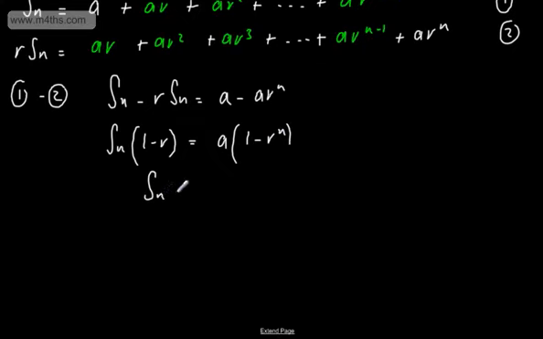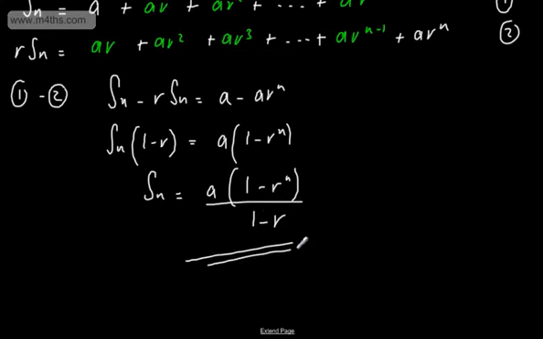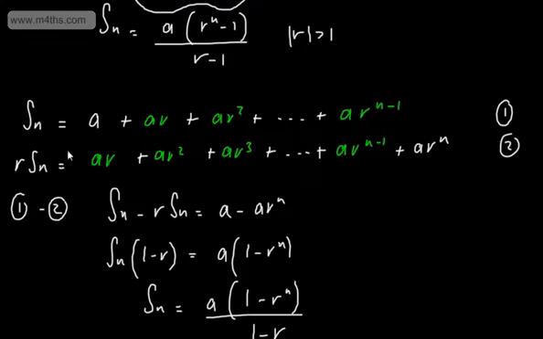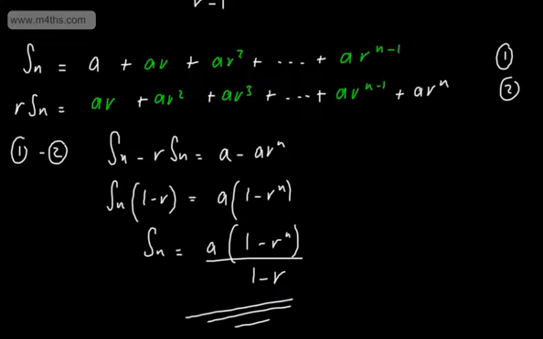So with a bit of algebraic manipulation, we can show now that the sum of n terms can be given as a multiplied by the quantity 1 minus r to the n over 1 minus r. So that's the proof if you were asked to show it. In general though, you will quote these results and simply put in the values of a, which is the first term in the series, r, the common ratio, and then n, which is the number of terms in the series.